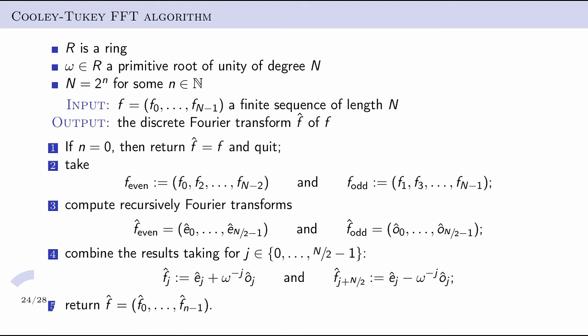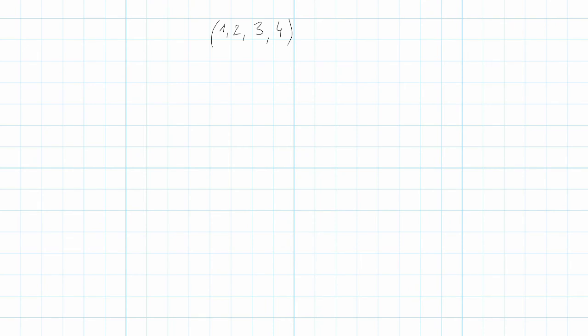Before I prove the correctness of this algorithm, let me first show you an example. I will compute exactly the same example as before, so I will take again the sequence 1, 2, 3, 4. So as I said, we start with the sequence 1, 2, 3, 4, the same sequence for which I computed the Fourier transform just by definition, and here we use the Cooley-Tukey algorithm. So first we split this sequence into the elements with even and odd indices.